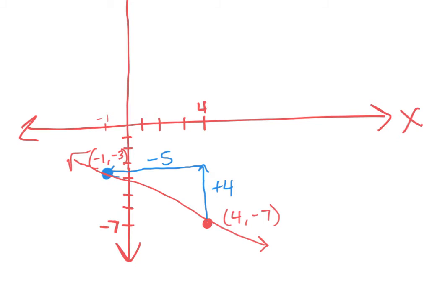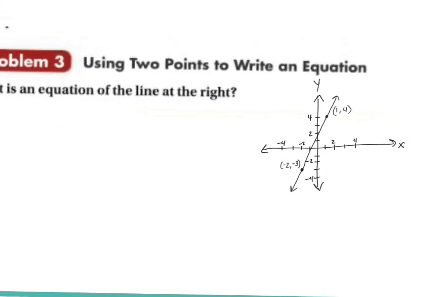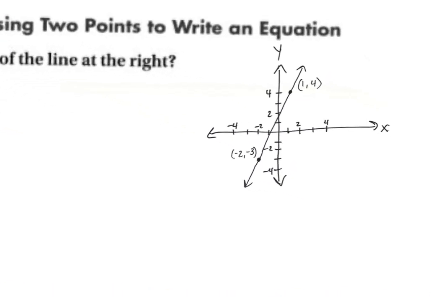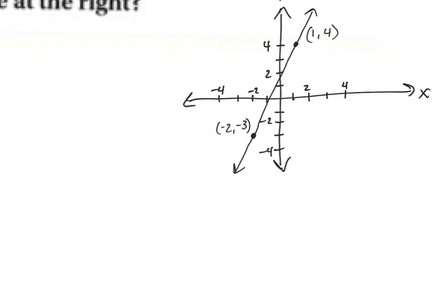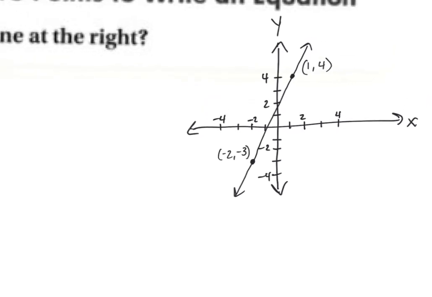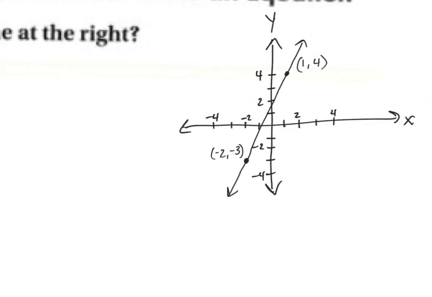Okay, guys. Now we're going to be given a graph and we're going to be asked to find what is an equation of the line at the right. Okay? So we could be given a graph or we could just be given 2 points. All right? I want you guys to copy down this graph on the right side of your notes. I'll give you a second to do that.